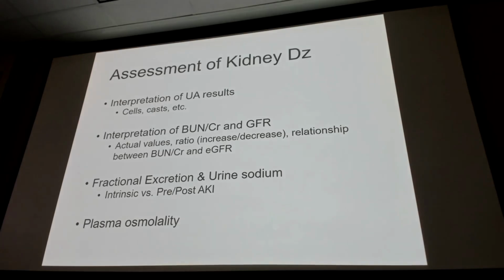So be able to interpret BUN and creatinine ratios, know what that means, know how BUN and creatinine ratios pertain to various kidney diseases. Know the difference in the various fractional excretions of sodium, both urine and serum. You won't have to calculate that, but you need to know what it means if the fractional excretion of sodium is less than 1%, greater than 1%, and how that pertains to determining if a condition is pre-renal, intrinsic, or post-renal, okay?